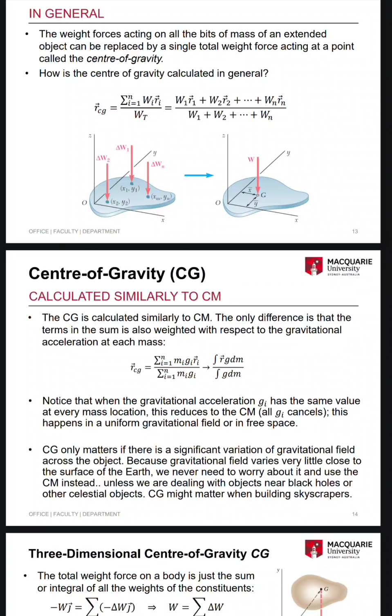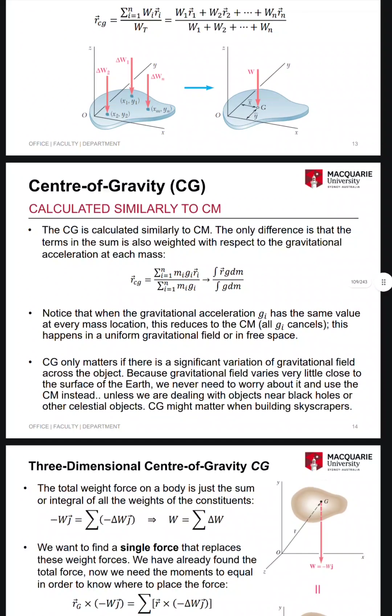The CG is calculated similarly to Cm. The only difference is that the terms in the sum are also weighted with respect to the gravitational acceleration at each mass. R_CG equals summation i equals 1 to n of m_i g_i r_i, or integration of r g dm, divided by summation i equals 1 to n of m_i g_i. You can say integration of g dm.